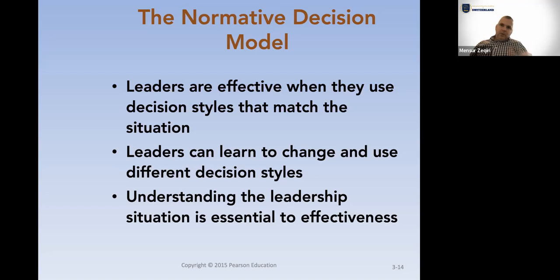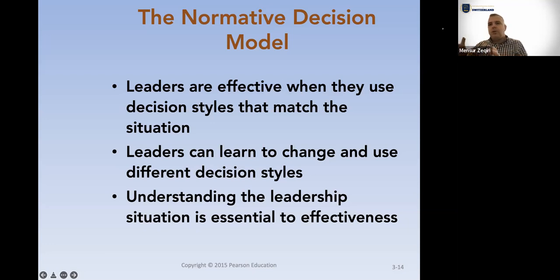According to this normative decision model, leaders are effective when they use decision styles that match the situation, which is in line with Fiedler's contingency model. Leaders can learn to change and use different decision styles, which is different. Fiedler said that you should not change your style, but you should try to change the situation. According to the normative decision-making model, you are an effective leader when you learn to change and use different decision styles based on different situations.